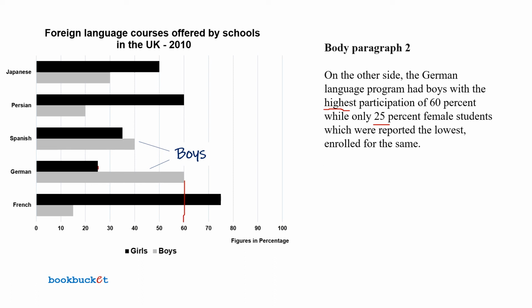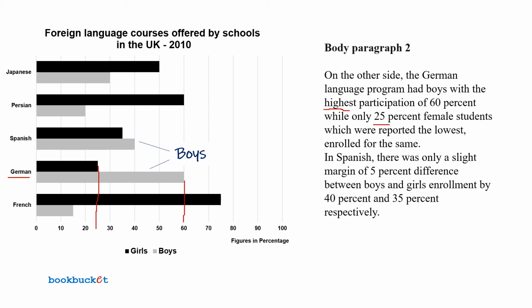Okay, 25%, factual data we have reported. German program, correct, for boys. Okay, now we have also made the comparison. Highest participation of boys is 60%, definitely, and 25% is the lowest, the girls' lowest proportion is 25%. Again same thing, so two different ideas we have reported.